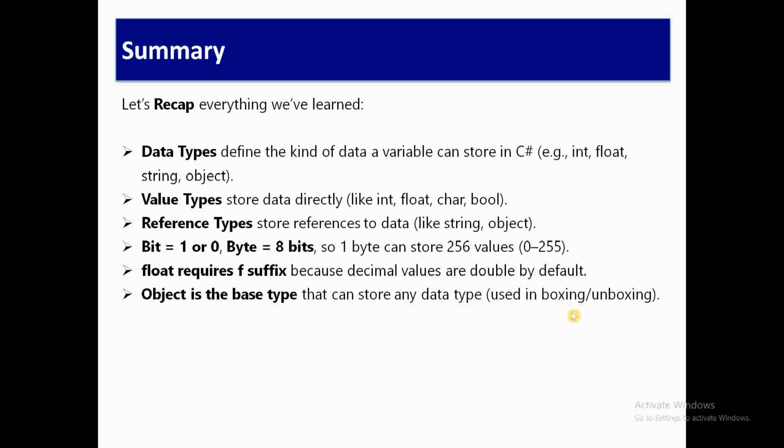Next one is object, the base type that can store any data type, used in boxing and unboxing. Boxing and unboxing we will cover in the next video. Object can store any kind of data types like integer, strings, boolean. So it is like the base of all data types. We can store any kind of data type.